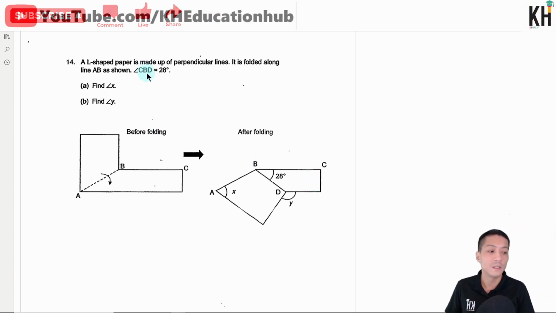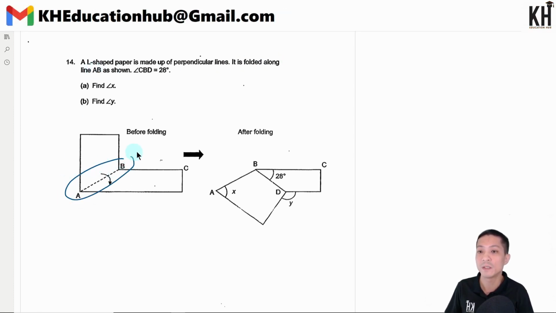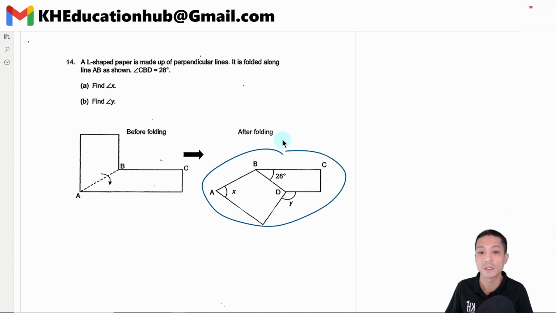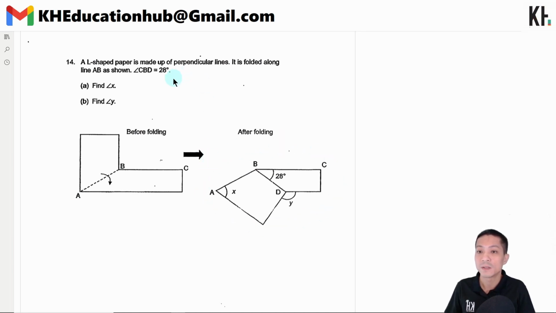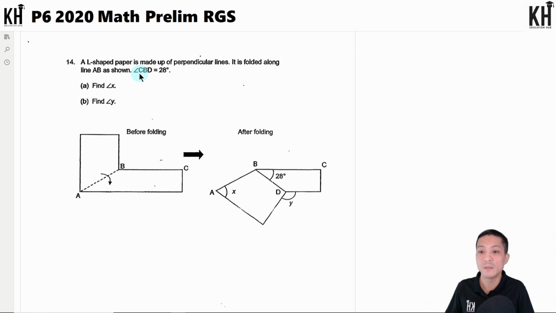Okay, question 14. An L-shaped paper is made up of perpendicular lines. It is folded along the line AB over here, as shown, and after folding, it becomes this shape over here. Angle CBD over here is 28. I need to find angle X and angle Y.